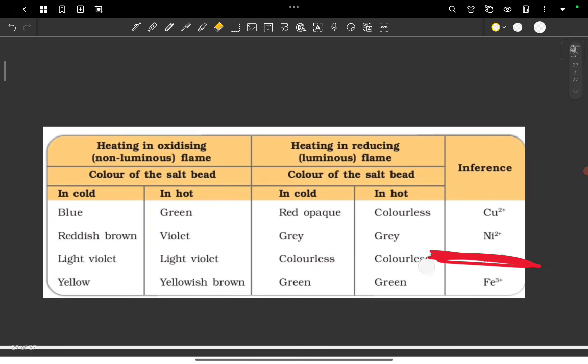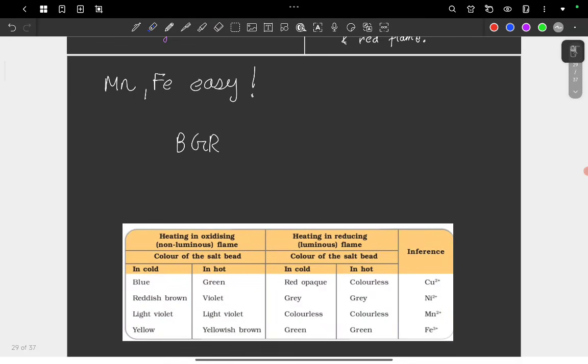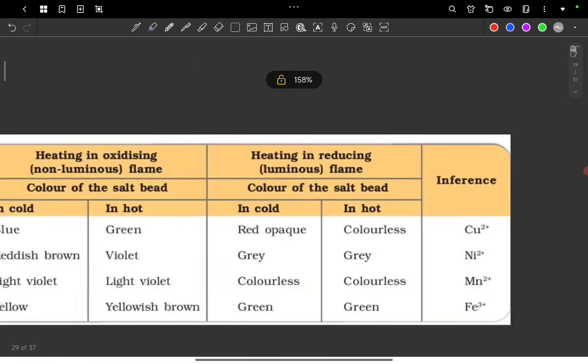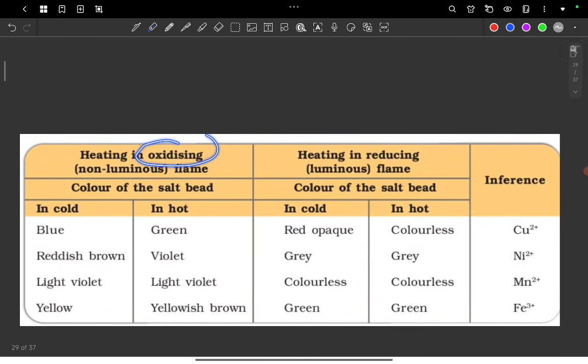And this will also illustrate an important concept to you, so I'll just teach you manganese. Basically, it is very easy to remember manganese and iron. Now, see, think of it like this: this is an oxidizing flame, this is a reducing flame. So, poor manganese, when you heated it in a reducing flame, it reduced its colors.